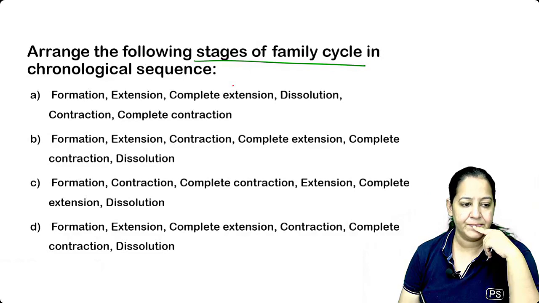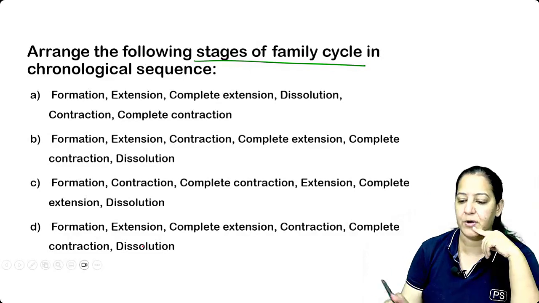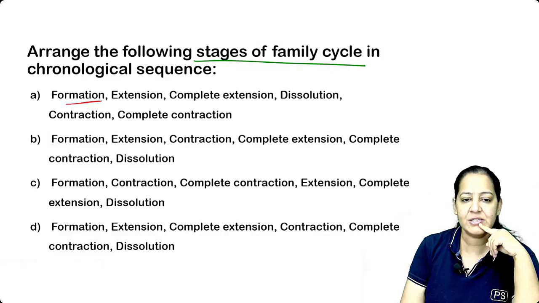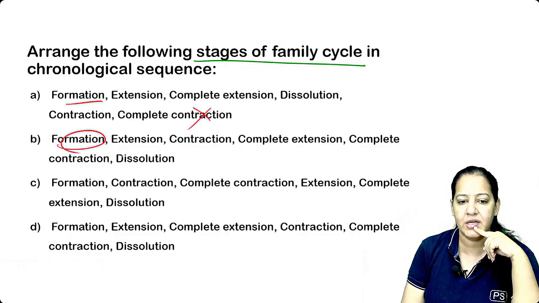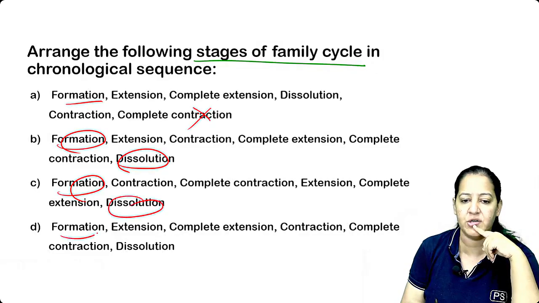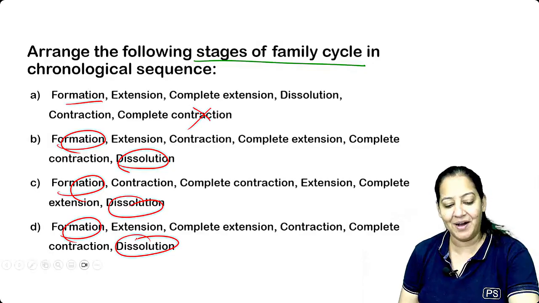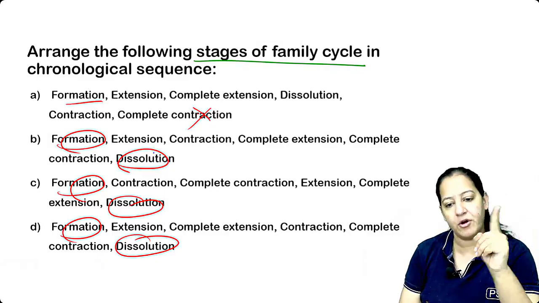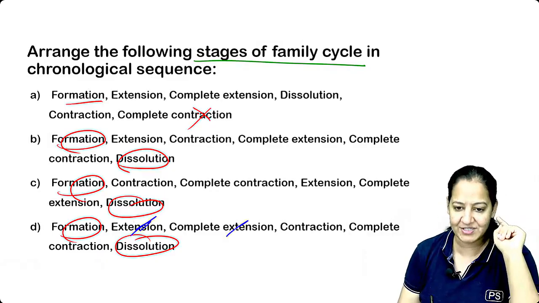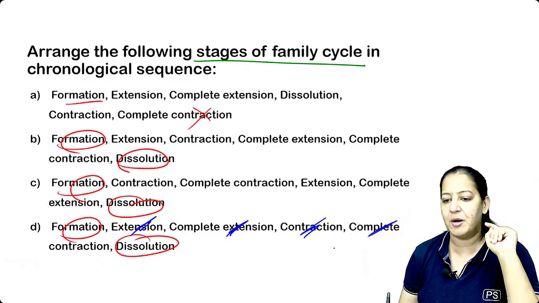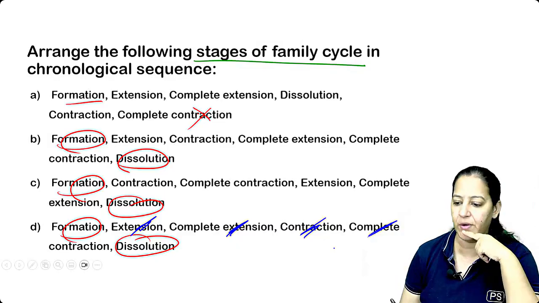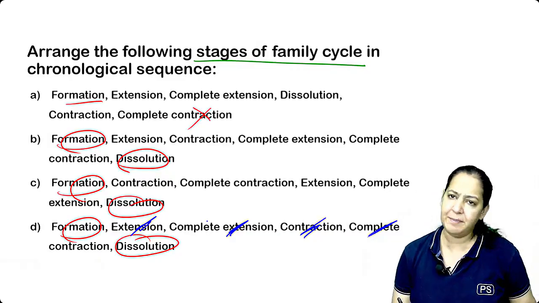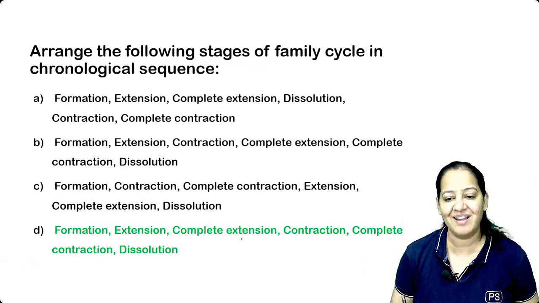Yes, you people are right. People started responding. The first is formation, the last is dissolution. So the first is formation, but the last is not dissolution. Here: formation, dissolution, formation, dissolution, formation, dissolution. That will not work. Now look inside. So extension, complete extension, contraction, complete contraction. Extension, complete extension, contraction, complete contraction. The correct answer is D. I guess most of you are right. Some people are making mistakes, but most of you are right. So the correct answer is D. You can make it out and you know the meaning of each of them.